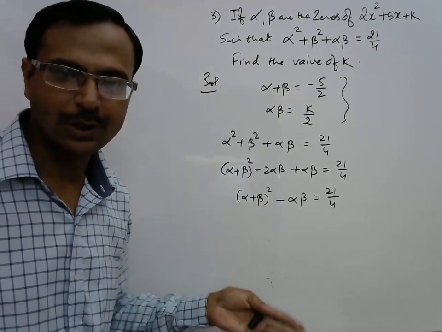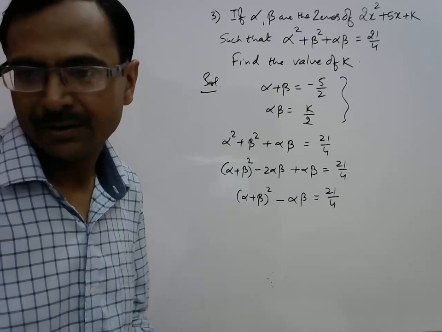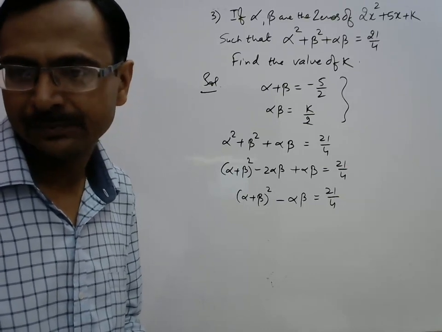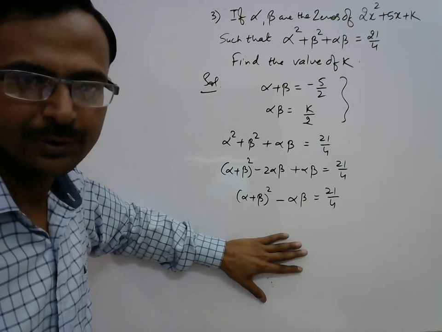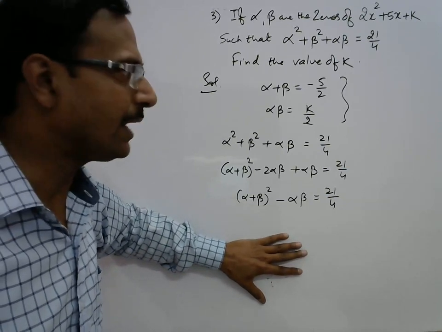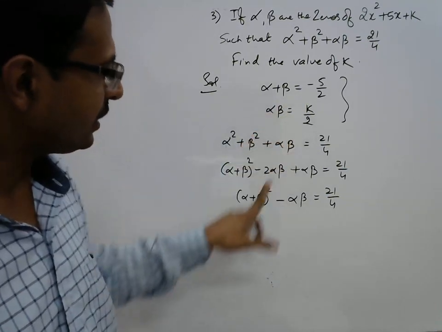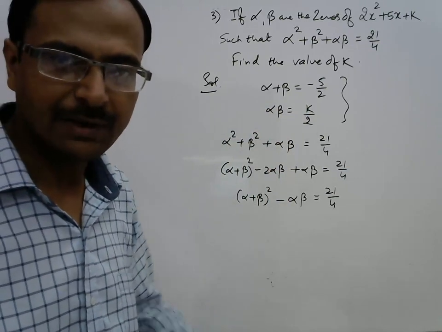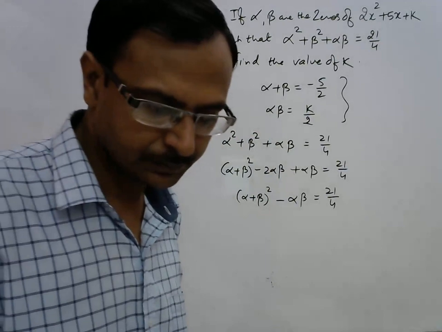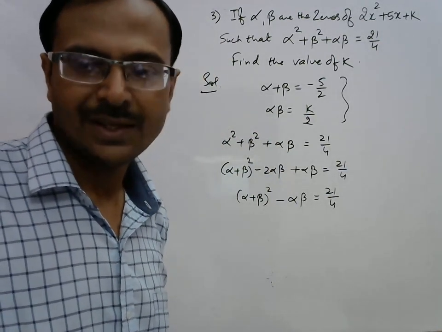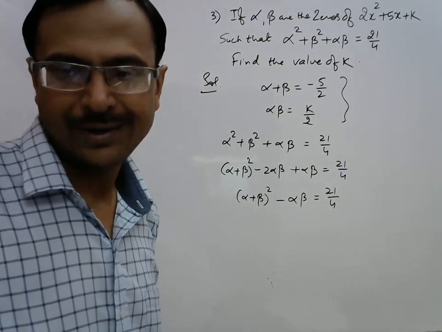Now put the values. Now at least you can tell me the value of k. See, I have done half of the work for you. Just substitute the values of alpha plus beta and alpha beta here and tell me the value of k. Still waiting for a right answer.